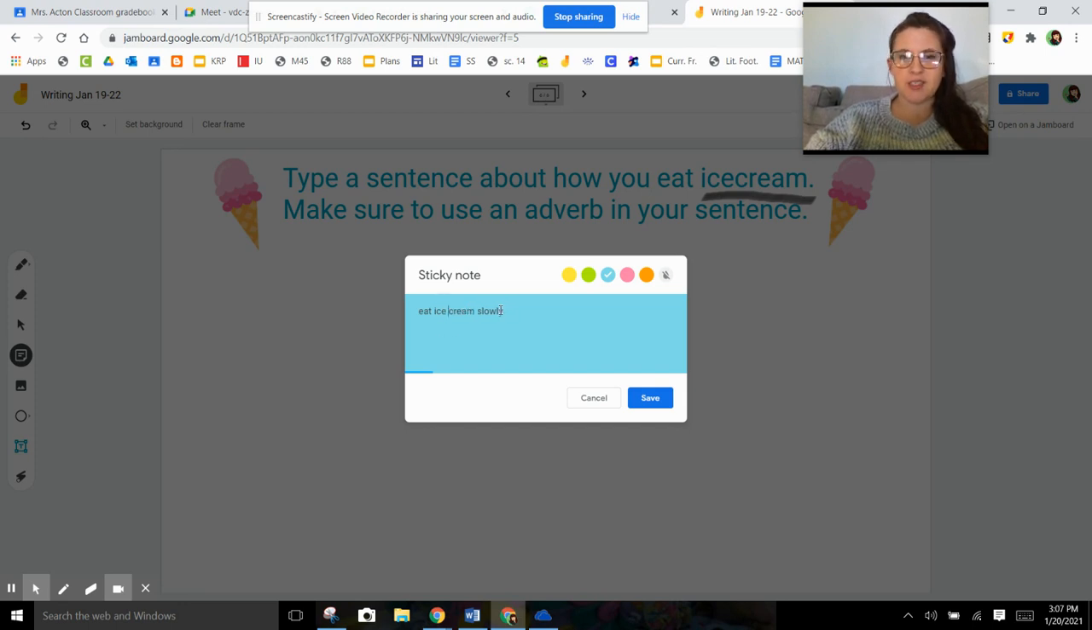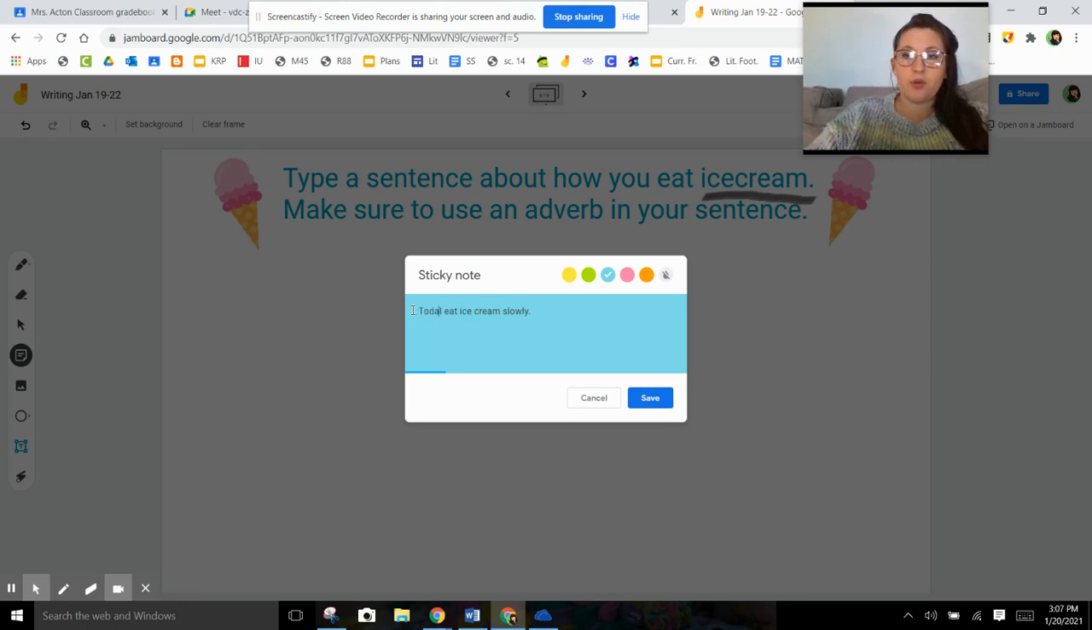That's what I started with. All right, so eat ice cream slowly. I need to have a noun in there. I eat ice cream slowly. Then I could add some more detail to it, or I could just stop right there. I eat ice cream slowly. Did I type a sentence about how I eat ice cream? I sure did. Do I have an adverb in my sentence? Yes, the word slowly. Could I add more to it? Absolutely.